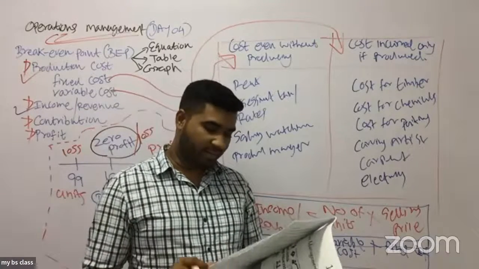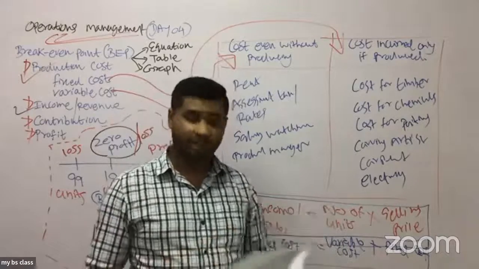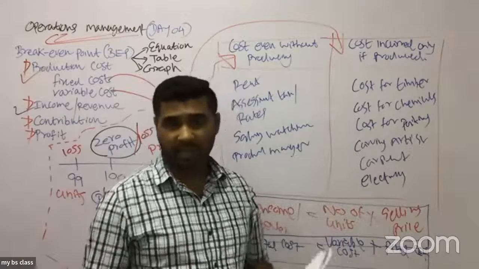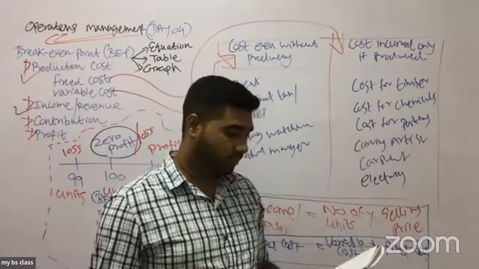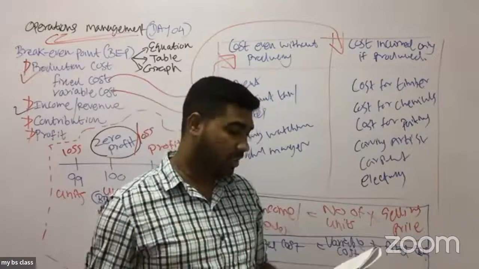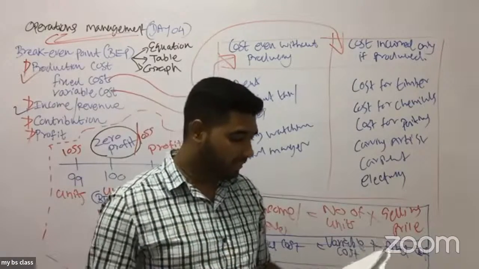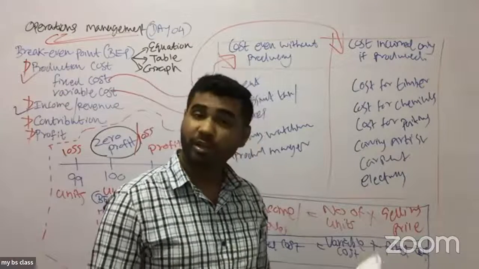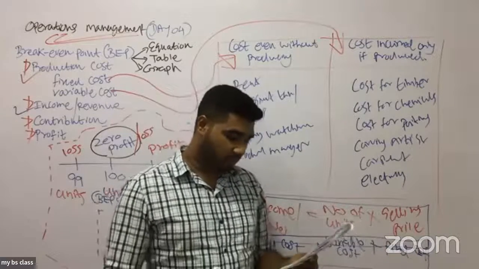Now with that, shall we do this small activity? There are 3 activities. I want you to calculate the total variable cost, total fixed cost, total cost, and then income and the profit or loss. Shall we quickly do that? Activity number 1, 2, and 3.